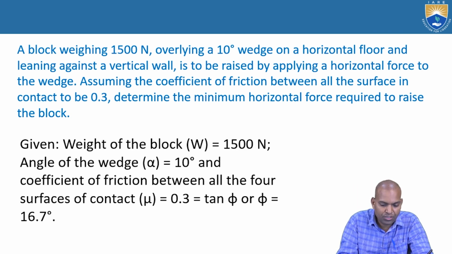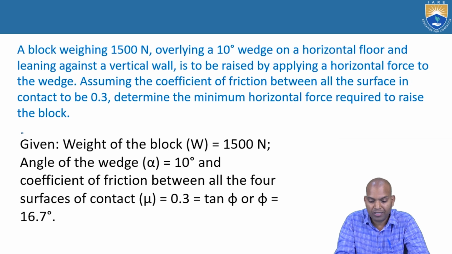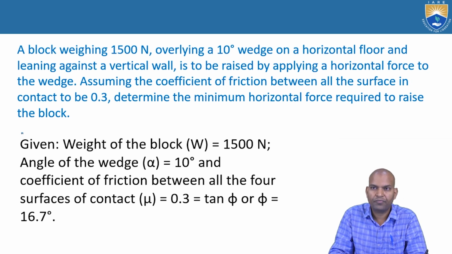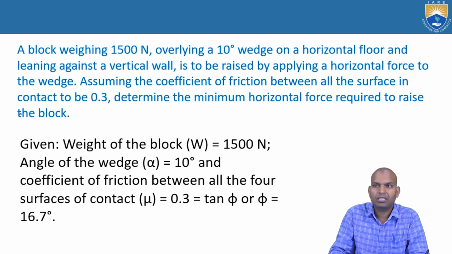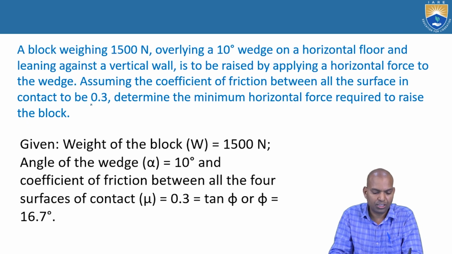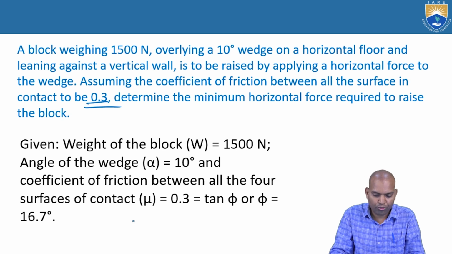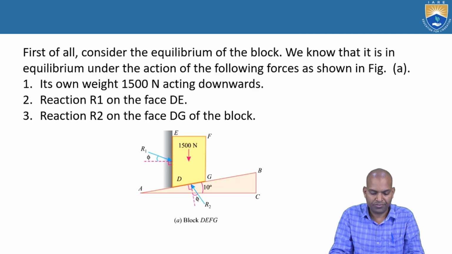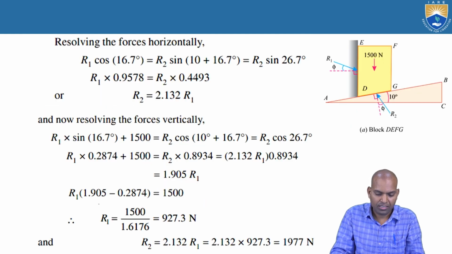Now a block of weight 1500 newtons overlying a 10-degree wedge on a horizontal floor and leaning against the vertical wall is to be raised by applying a horizontal force to the wedge, assuming the coefficient of friction between all the surfaces in contact is 0.3. Now go through it in detail. Okay, we already solved. Just revision I am doing here. Okay, you will get it.